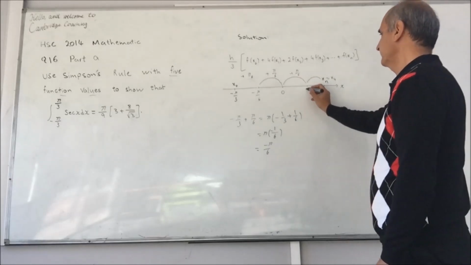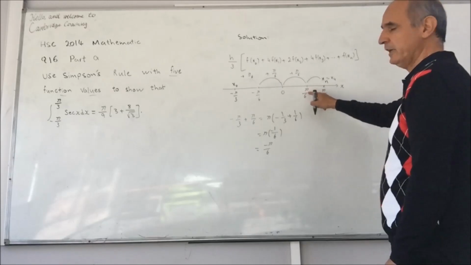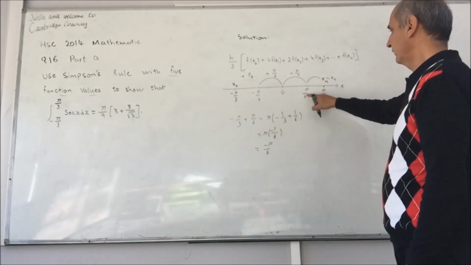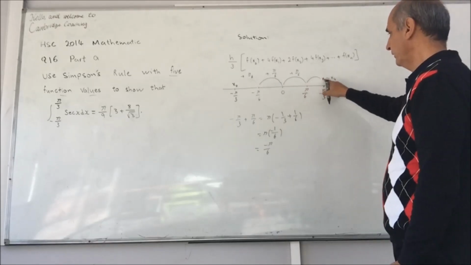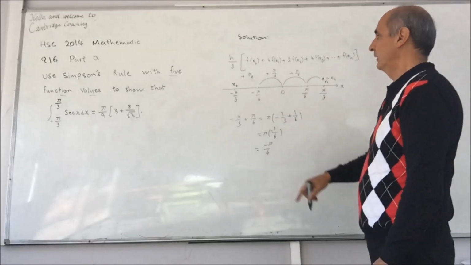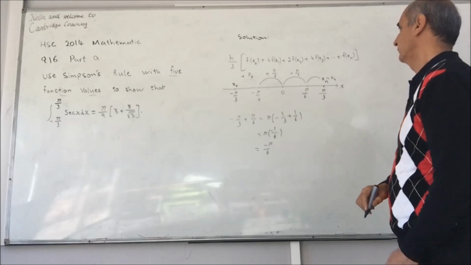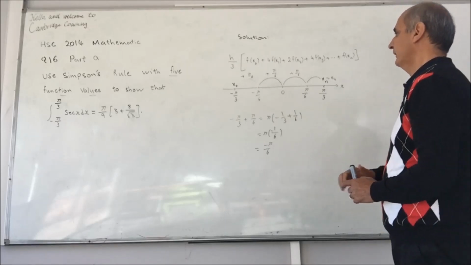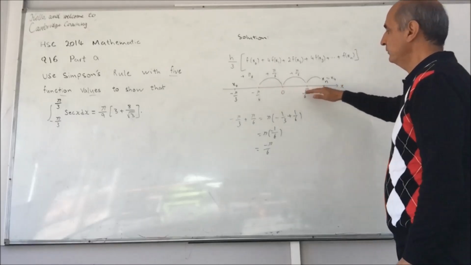Now 0 plus pi on 6 is pi on 6, and you can check your working out by adding pi on 6 plus pi on 6. You should end up with the last value. If it doesn't, then you made some error during your calculations. Okay, now we've got all the x values that we need.